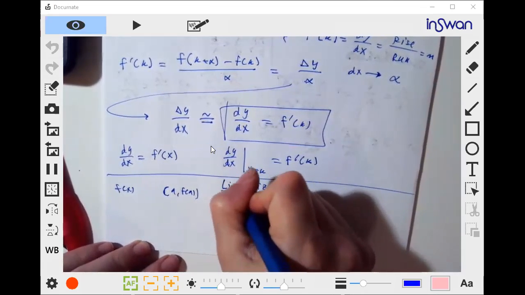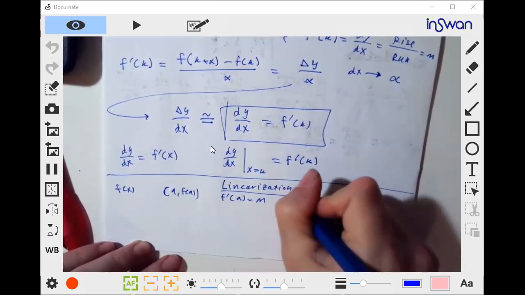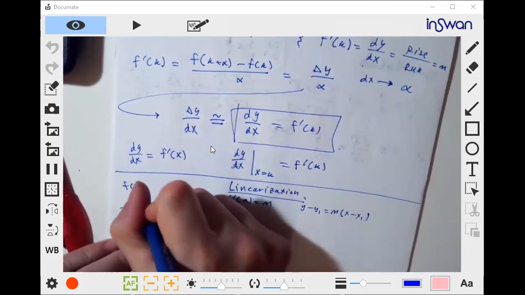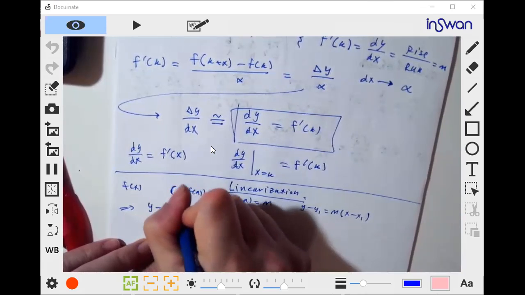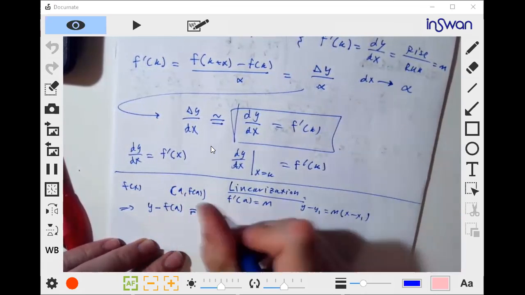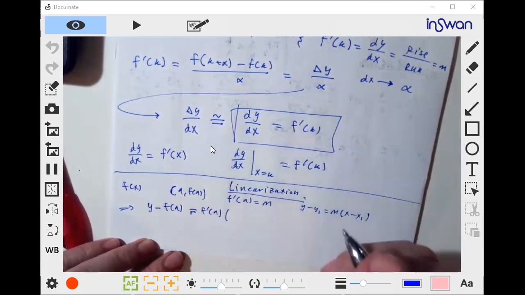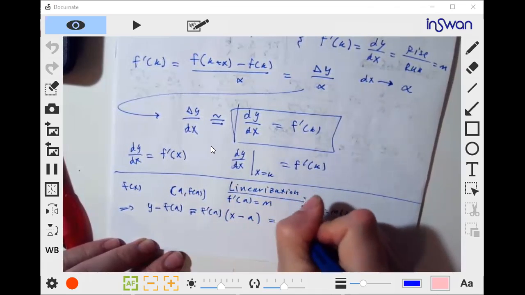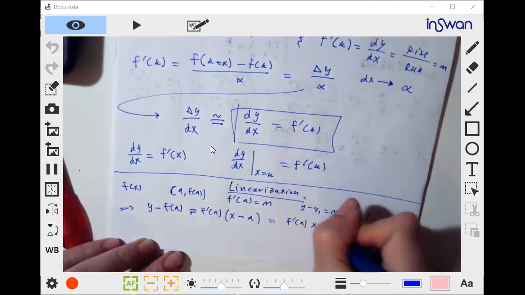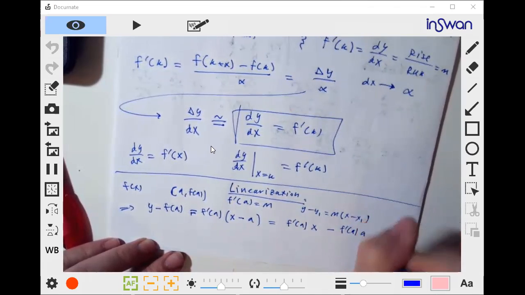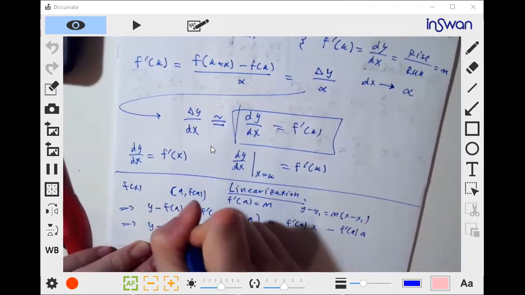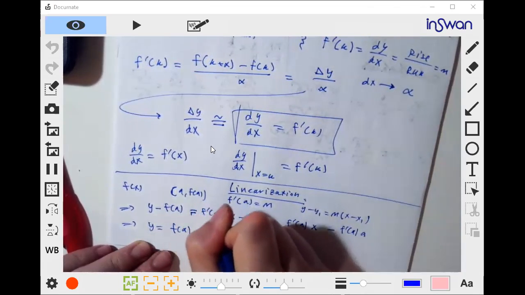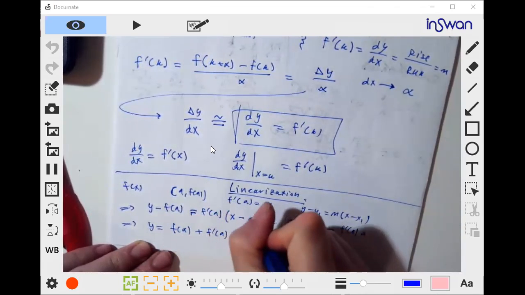You can find f prime of a, which is equal to your m. Then you can say y minus y1 is equal to m times x minus x1. Notice that's y minus f of a, which is equal to our m, which is f prime of a, times the quantity x minus a. When we do the algebra, this is what we get. So we get y is equal to f of a plus f prime of a x minus f prime of a.